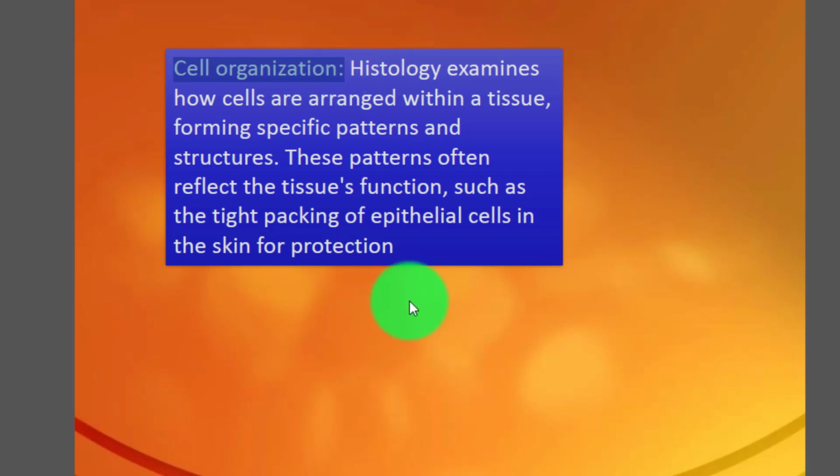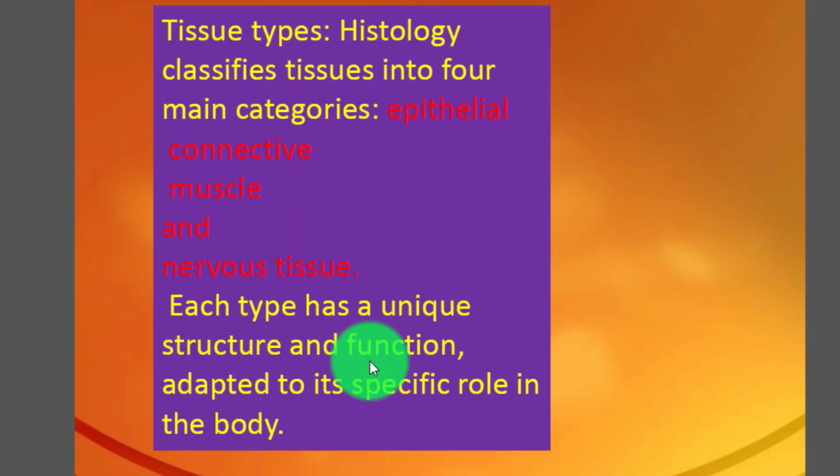Cell organization. Histology examines how cells are arranged within a tissue, forming specific patterns and structures. These patterns often reflect the tissue function, such as the tight packing of epithelial cells in the skin for protection.